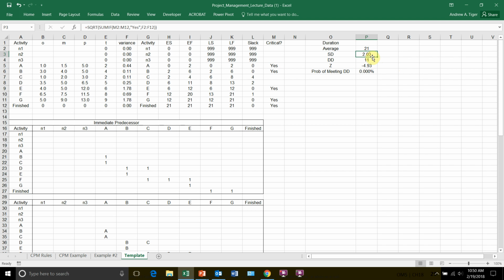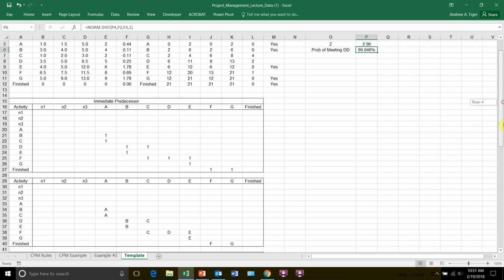So the question is asking, what is the probability that the project will be done in 27 months? So now I can input over here 27. So the probability that a project that averages 21 months with a standard deviation of 2 will be done in 27 months is a likelihood of 99.846. So we just did problem 15. If you would do this by hand, it would take a lot longer.